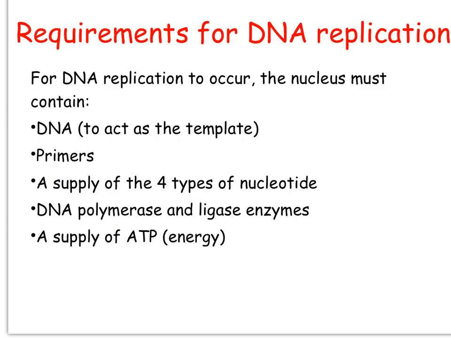And to finish up, in order for DNA replication to take place, the nucleus must therefore contain DNA to act as a template. It must have primers, it must have a supply of the 4 types of nucleotides, DNA polymerase and ligase enzymes, and it also needs a supply of ATP, that is energy.